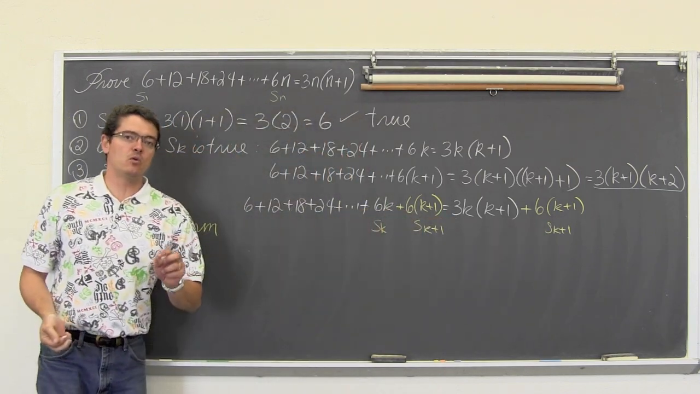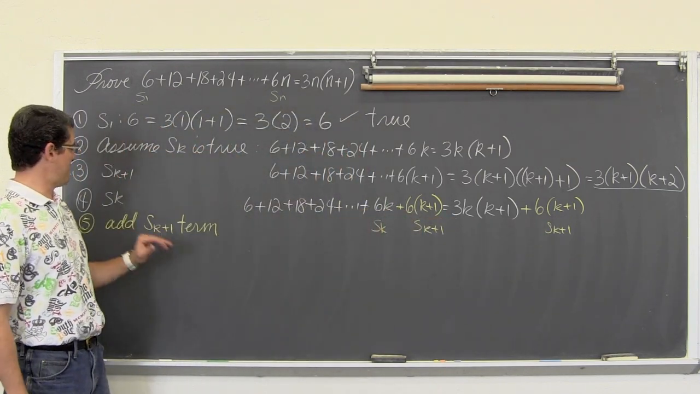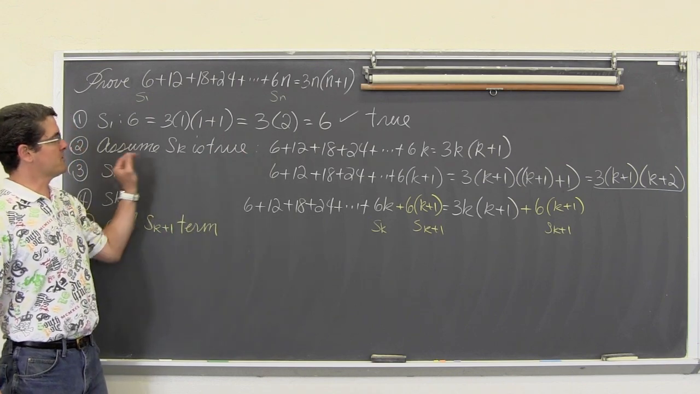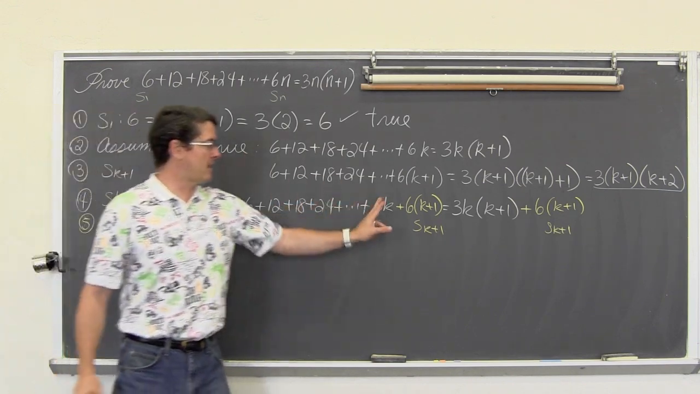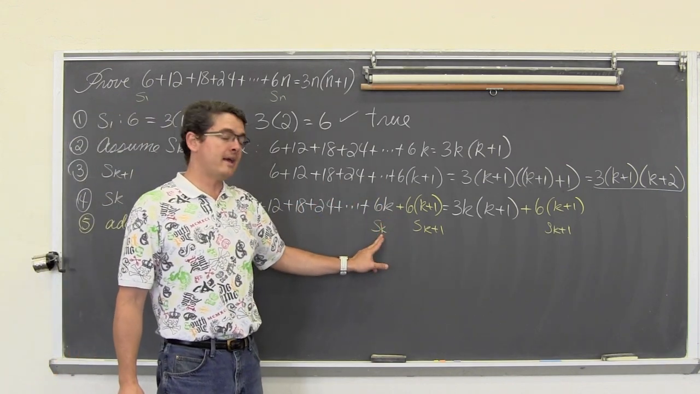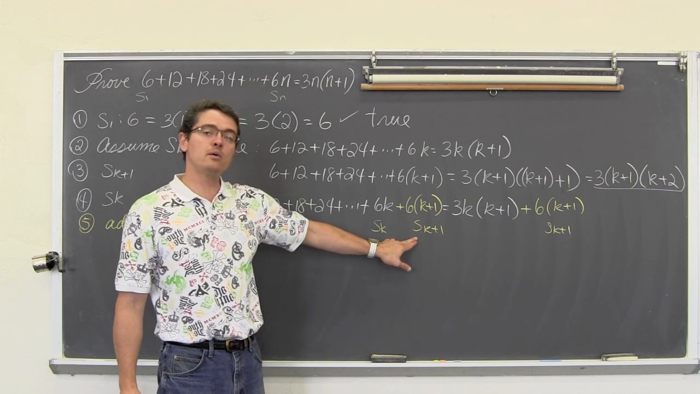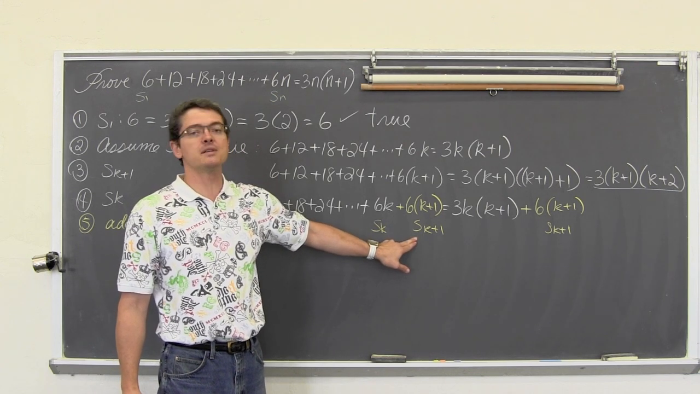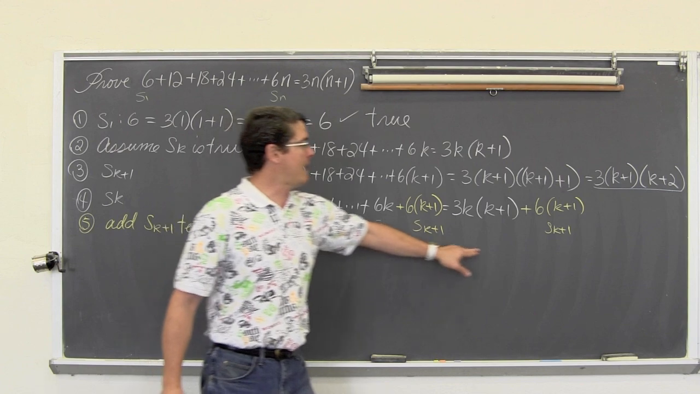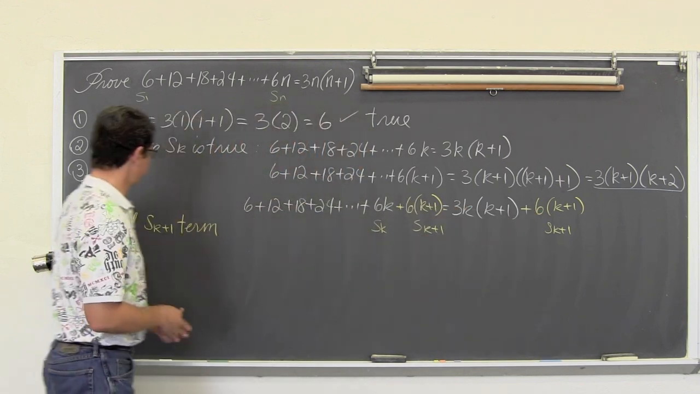So, just be aware that the difference between this step, my 5th step, and my 3rd step is I'm going to my last term on the left, which is my S sub k term. I'm extending that sequence by one more term and finding my S sub k plus 1 term and adding that to both sides.